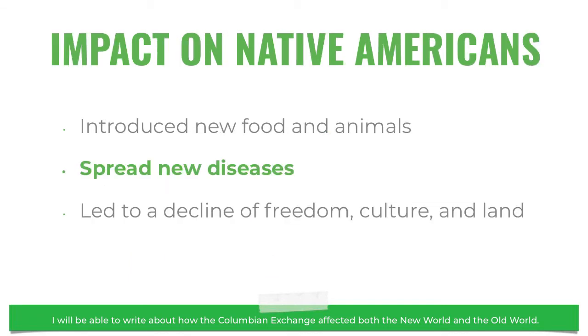One thing that's really important about the Columbian Exchange: first of all, it impacted the entire world. It had an impact on Europe and the Americas, but it really had a strong impact on the Native Americans, and not necessarily in a good way. First of all, it introduced new food and animals. That's good. There are things that were introduced that they didn't have, such as horses, cows, wheat. But one of the major things it introduced is the spread of new diseases.